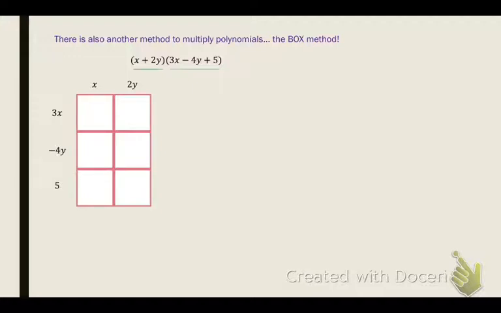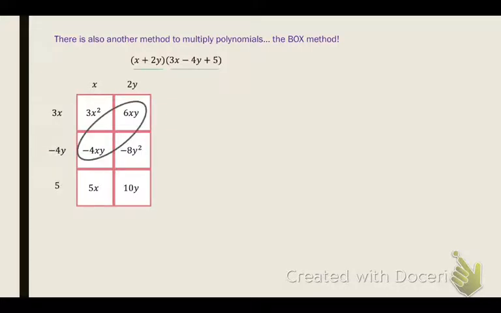Okay? Then I'm just going to find the area of each box. The area is the length times the width, right? So this first one is x times 3x, which is 3x squared. The second one is 2y times 3x, which is 6xy. The third one is x times negative 4y, which is negative 4xy. The next one is 2y times negative 4y, which is negative 8y squared. Then x times 5 is 5x, and 2y times 5 is 10y.